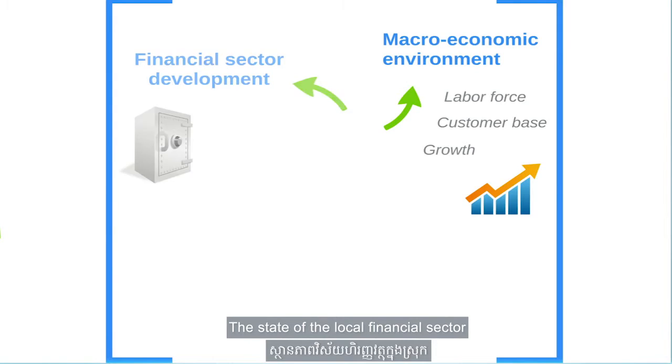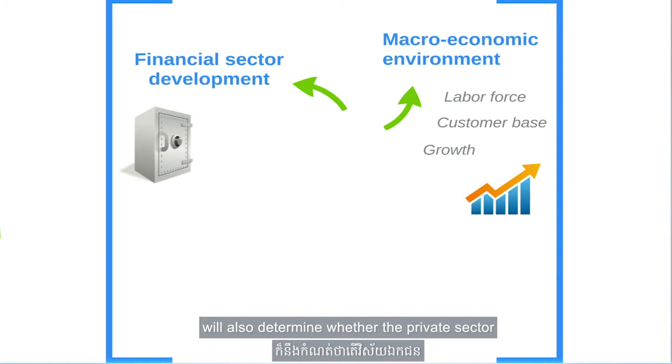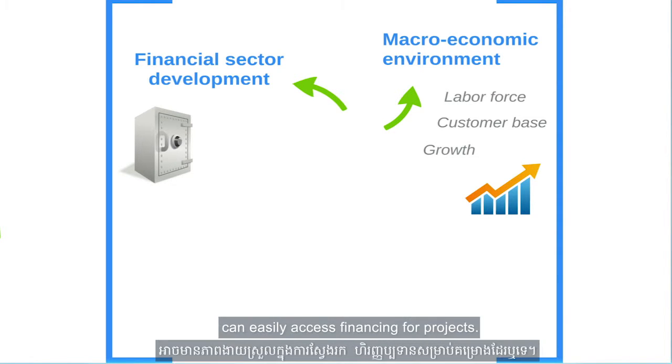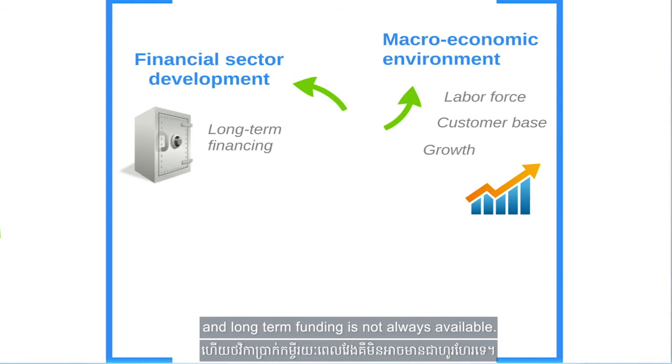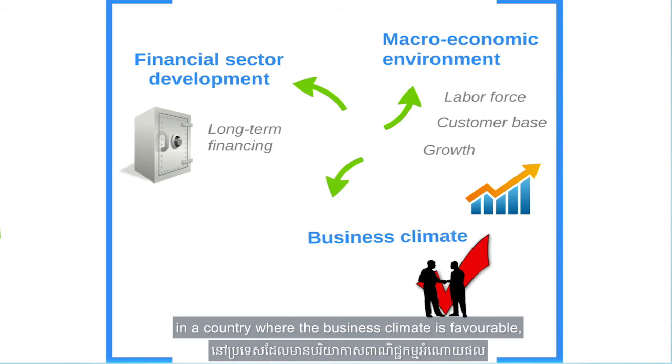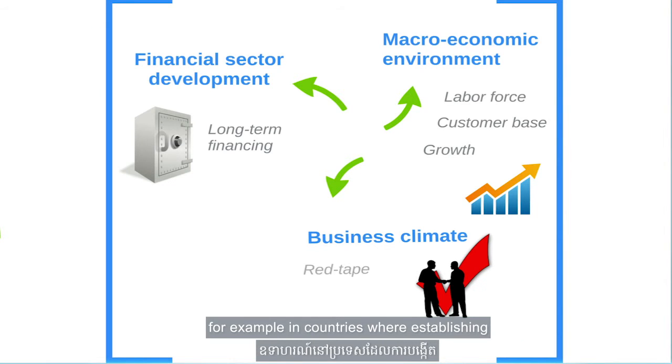The state of the local financial sector will also determine whether the private sector can easily access financing for projects. PPP projects are long-term by definition, and long-term funding is not always available. Private investors will be more likely to invest in a country where the business climate is favourable. For example, in countries where establishing a new company is relatively easy.